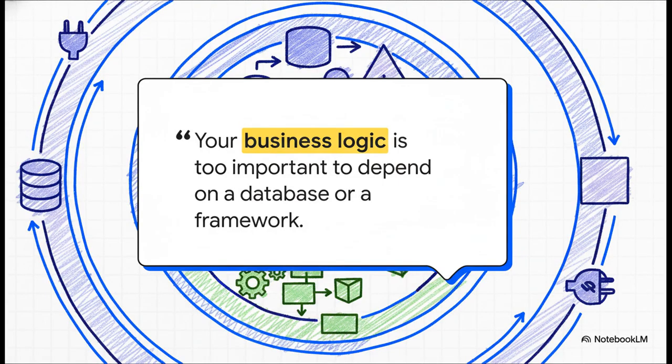So if you remember one thing from all of this, let it be this: your business logic, your rules. That's the valuable asset. That's the stable core of your system. Everything else, the database, the web framework, the UI, they're just details. They should be treated like plugins you can swap in and out, not like the foundation of the whole building.